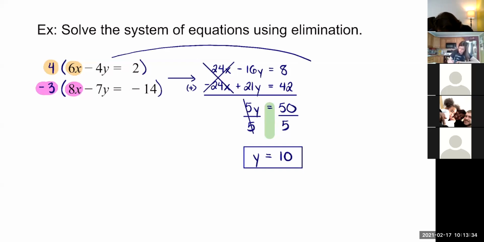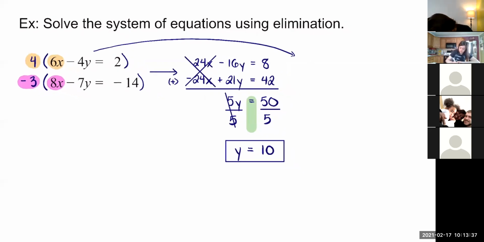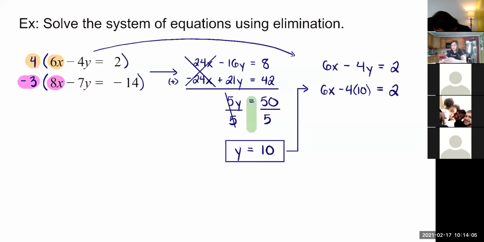So I'm going to bring it over here to rewrite it. So that was 6x minus 4y equals 2. Now that I know that y is 10, I'm going to bring this up here. When I get to the y, I'll swap it out. So that rewrites this equation to be 6x minus 4 times 10 instead of y equals 2. My little guideline in here.